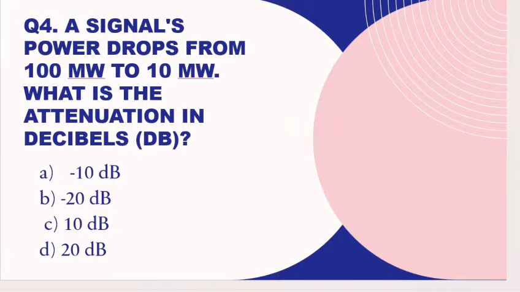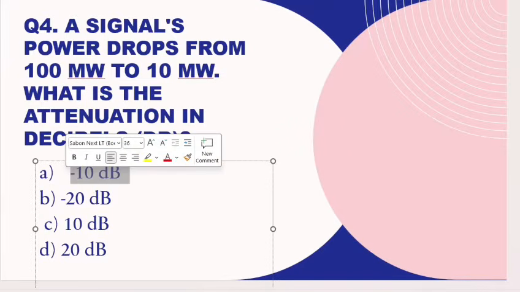Moving on to question number fourth, if a signal's power drops from 100 megawatt to 10 megawatt, what is the attenuation in decibels? Option A minus 10 decibel, option B minus 20 decibel, option C 10 decibel, option D 20 decibel. I hope you all have calculated the answer. So the correct option for this question is option A minus 10 decibel.